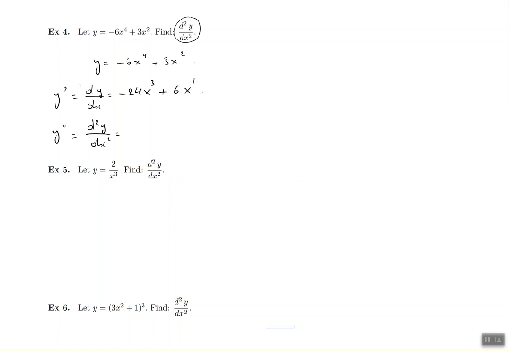So now I need the second derivative. Again, the 3 comes down and multiplies with the 24. I believe that's going to be negative 72. And then x to the power of 2. And then the 1 comes down, meets the 6. 1 times 6 is going to be 6. And then x to the power of 0 is really just 1. So 6 times 1 is going to be 6. So that's basically the end.